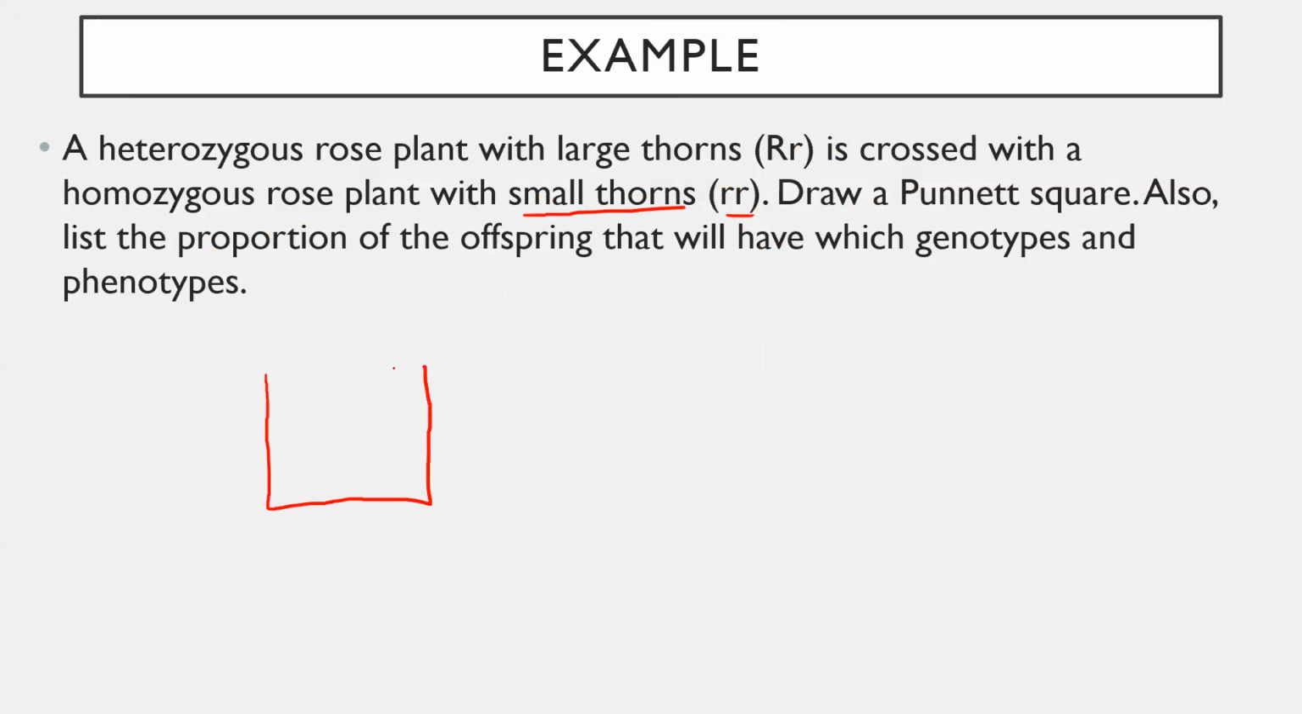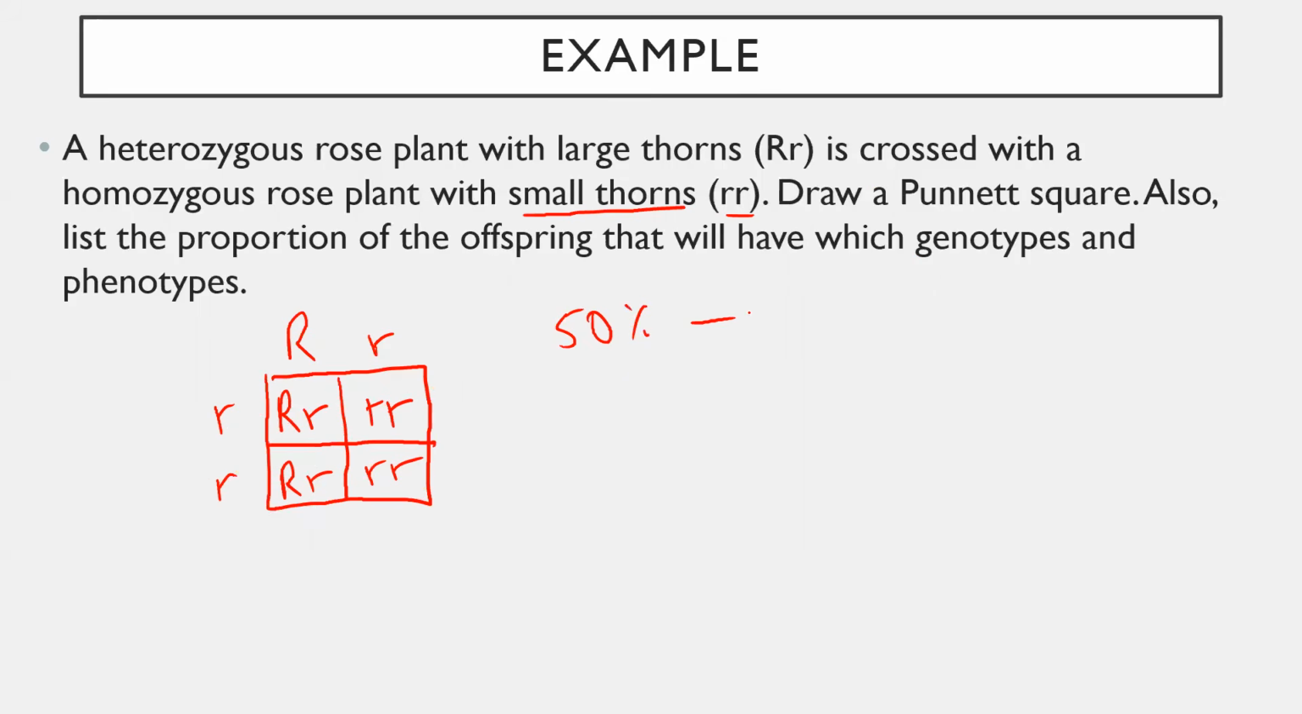Drawing a square, it just looks like a little window, four different boxes in it. Put one parent on the top, so I'll do capital R, lowercase r, and then lowercase r on the side. Bring them together, this is gonna be capital R, lowercase r, lowercase r, capital R, lowercase r, and lowercase r, right? So those would be the possible offspring that would result from the large thorn plant and the small thorn plant.